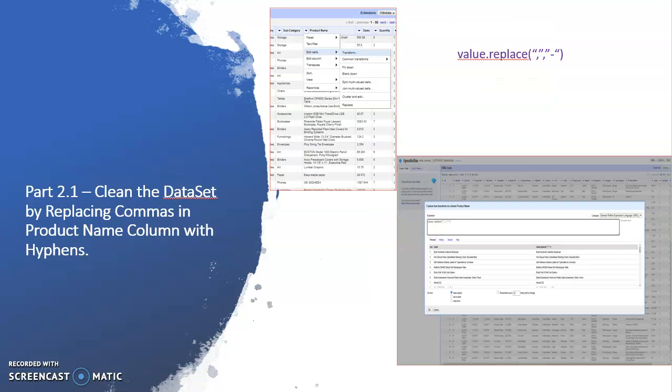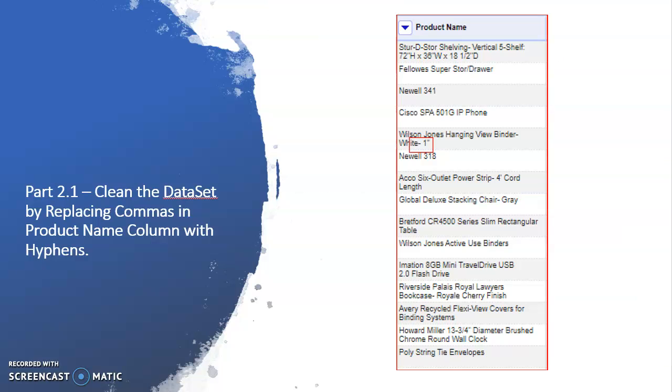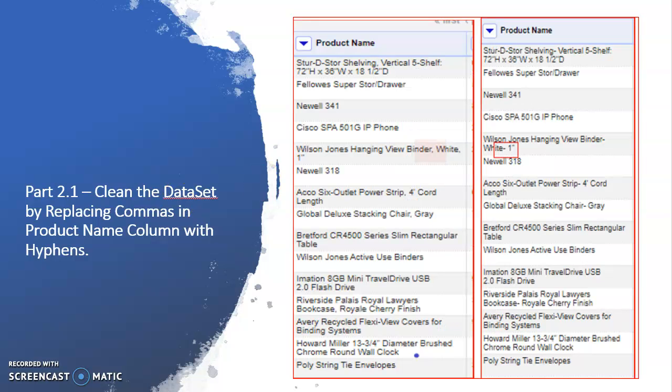In order to do so, we use the transform function, where we use this expression, and on the confirm, in the previous section we can see that approximately 2000 values were replaced from comma to hyphen. And in the product name column, we can verify that the comma has been replaced by hyphen.